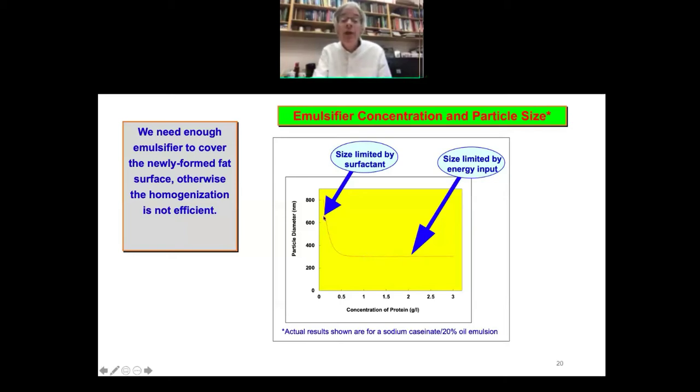However, in this area, protein is limiting. So it doesn't matter how much pressure you apply to the emulsion. If you create so much surface area that you don't have enough protein to adsorb around it, then it's going to recoalesce almost immediately. And therefore you see this relationship between particle diameter and protein concentration that shows this limiting amount of protein and then limiting pressure input and the relationship between the two.